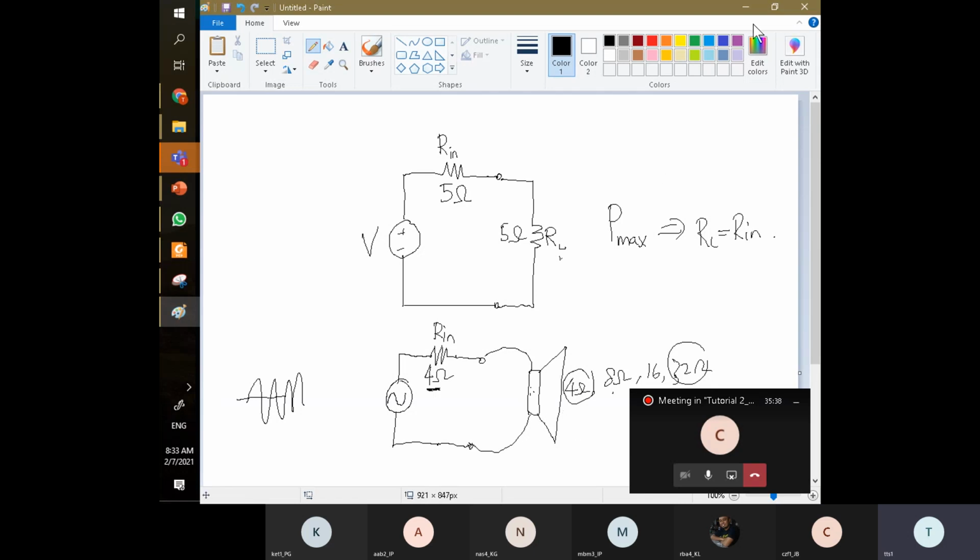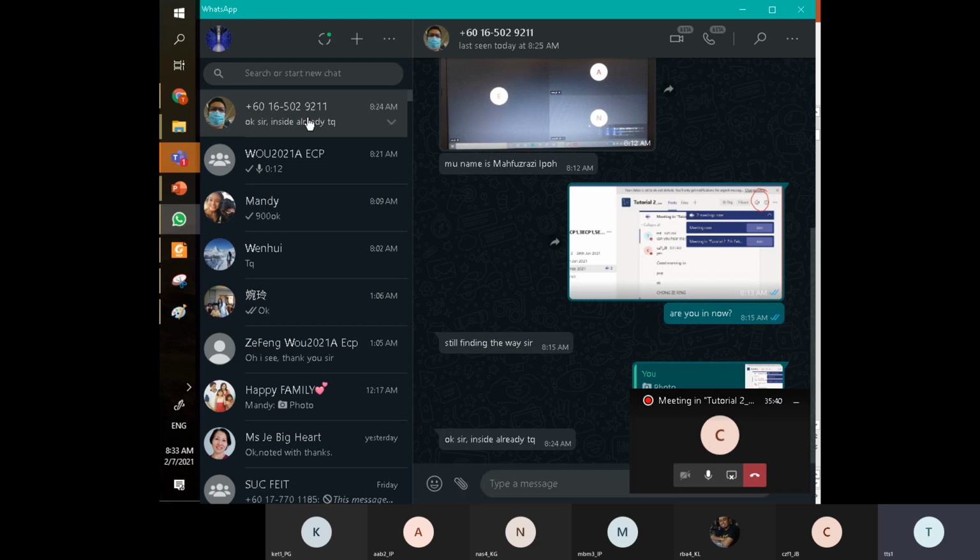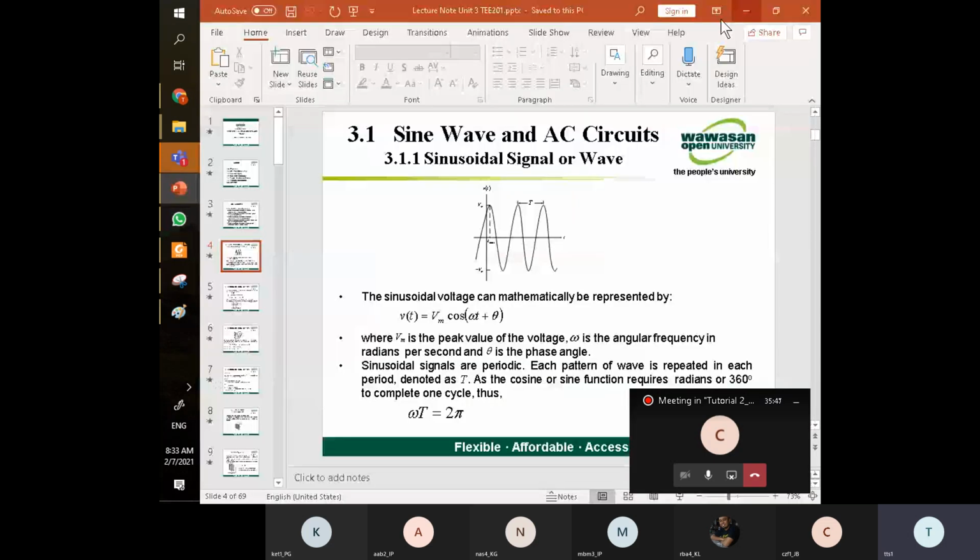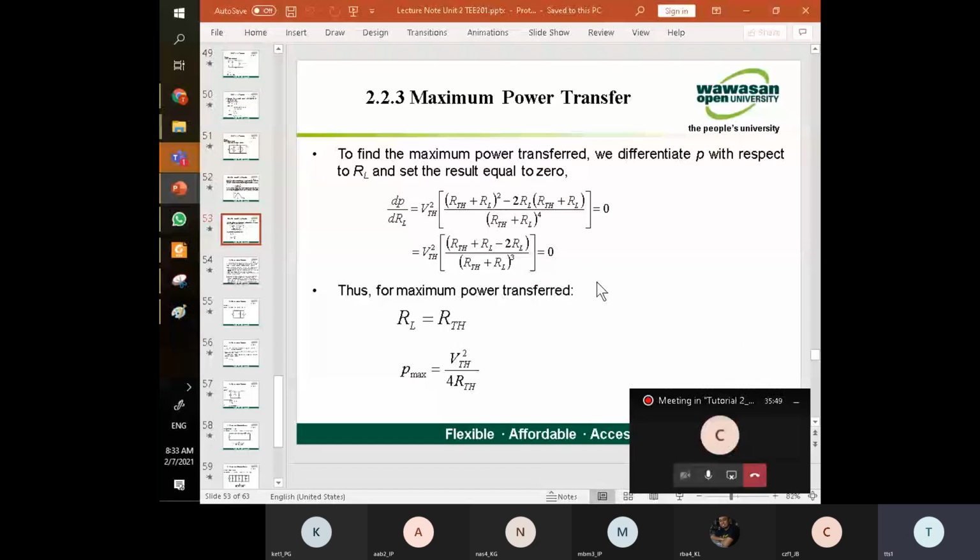This is the practical reason why we need to learn this maximum power transfer theory. That means your output resistance must be equal to your Thevenin resistance.